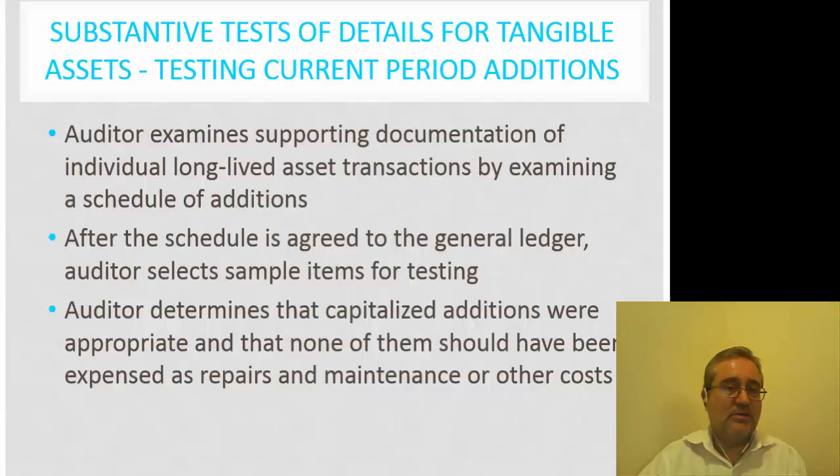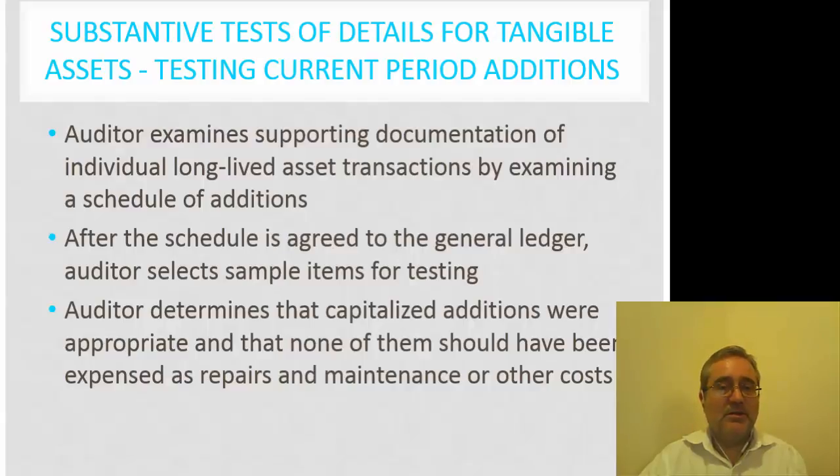We're agreeing these to the general ledger. We're going to take a sample of these items for testing. We may do physical testing to determine if in fact these items exist. Also, let's say that this is a capitalized project, we take a look at that project and see if the items have been appropriately allocated between expenses, maintenance, as well as capitalized items.